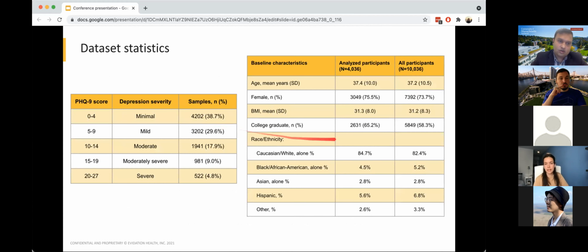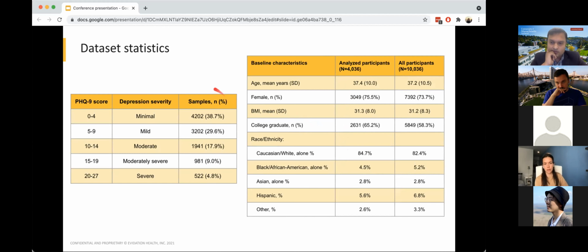So a bit more about the dataset statistics. We have all of the participants in the Discover study, with the mean age being 37.2 years old and the population comprising primarily of female white participants. And the analyzed participants, as we can see, are good representatives of the whole Discover cohort, with the average age being more or less the same at 37.4 years old, also majority female and white. So we have kept the demographic distribution the same.